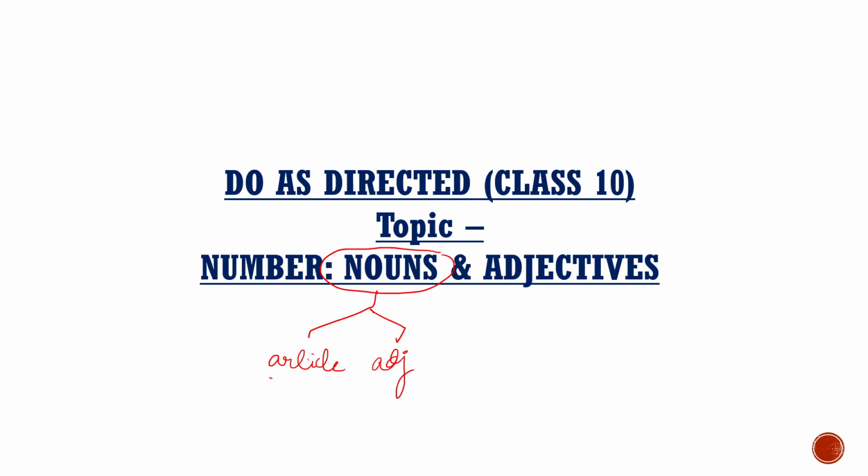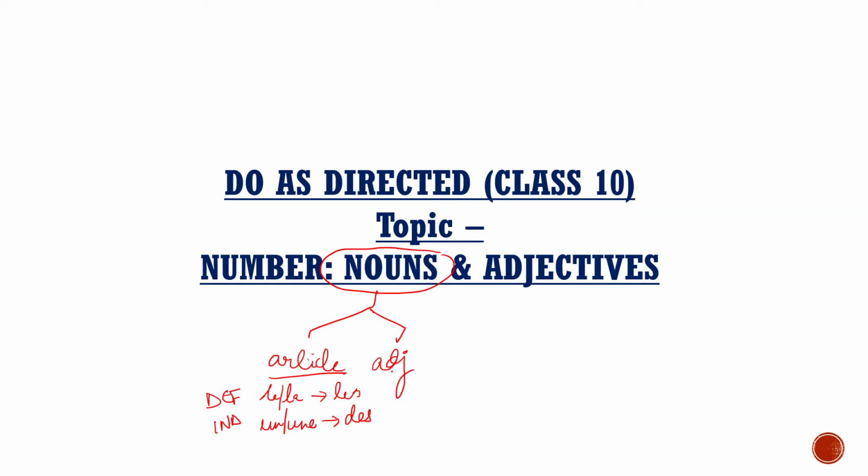Okay, so the article is easy to change. You know when you're going from singular to plural for a definite article, right? In the singular it will be le or la, plural will become les. And when you're talking about the indefinite, the singular will be un or une, the plural will become des. Okay, this you've done in the 8th standard.